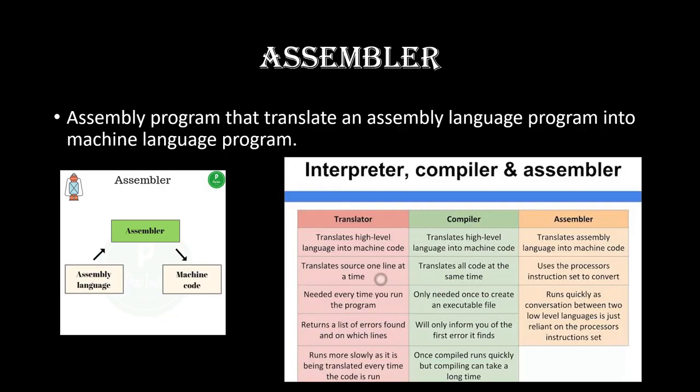Then finally, assembler. Assembler also does the same thing. It translates the assembly language into machine code. But it won't work like a translator and compiler, because here the instruction is given to convert the language. Finally, it runs quickly as conversion between two low-level languages relies just on the processor instruction set. These all are about the system software.